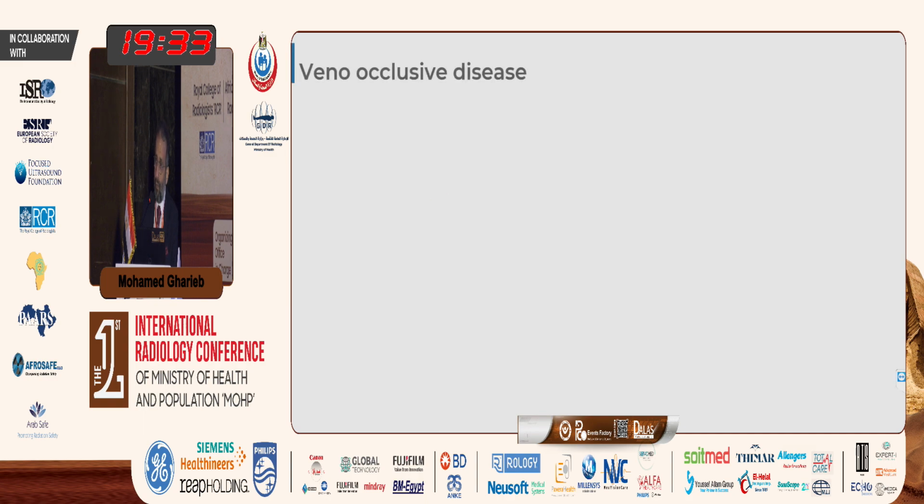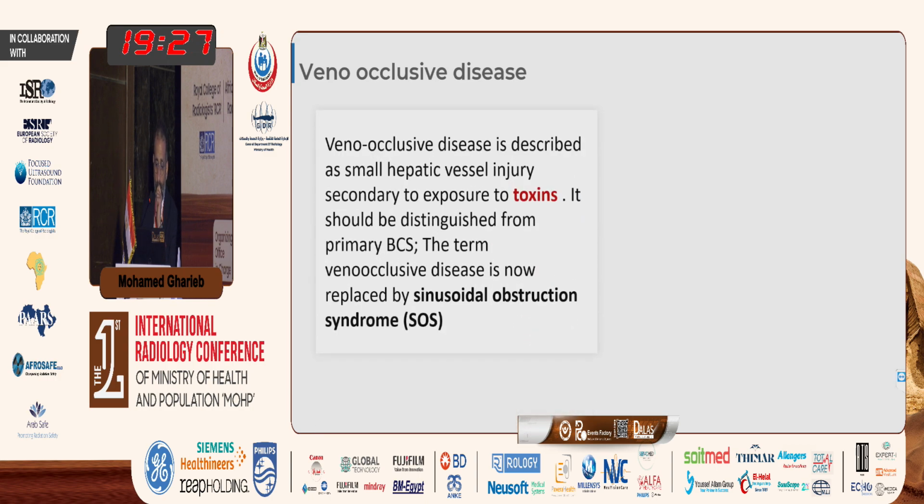Terminology: what is Veno occlusive disease? Because it's important to differentiate between both. Veno occlusive disease is caused by a small hepatic injury to small venous sinusoids, usually due to exposure to toxins, now seen after bone marrow transplantation. So the term Veno occlusive disease is nearly obsolete and is now called sinusoidal obstruction syndrome.